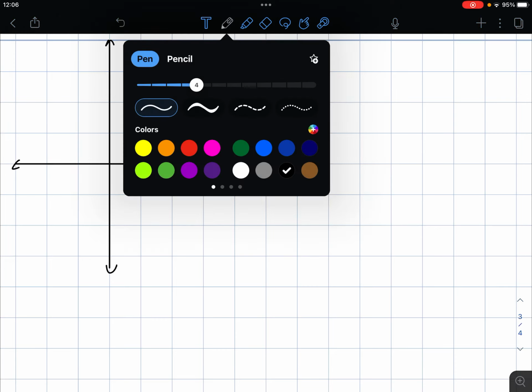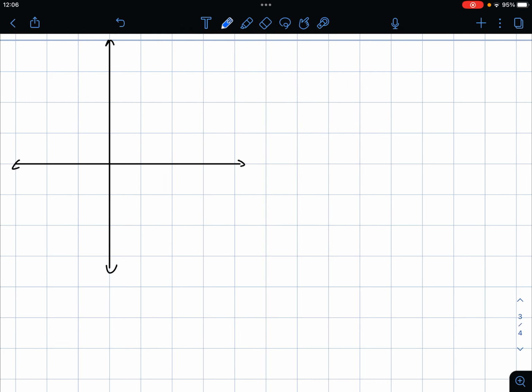So let's say I want to do the trig functions. Say I know that the angle, let's do a negative angle, negative pi over 4, intersects the unit circle at positive square root 2 over 2, comma, negative square root 2 over 2. Okay, and say I want to determine the cosine and the sine of theta.